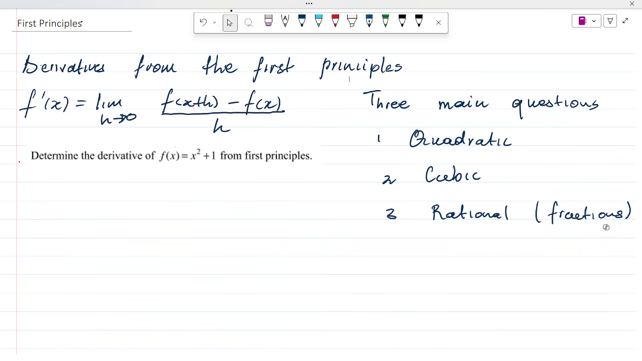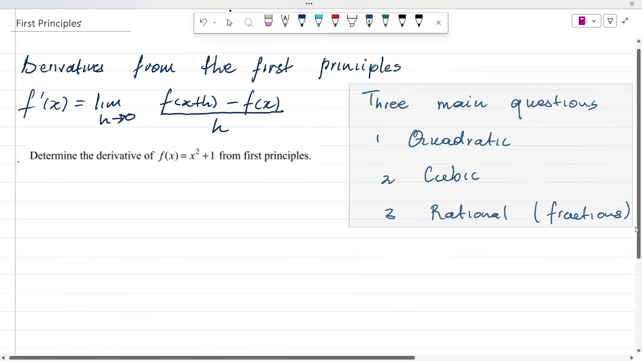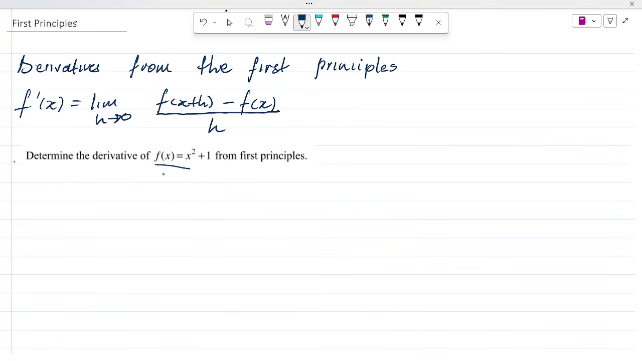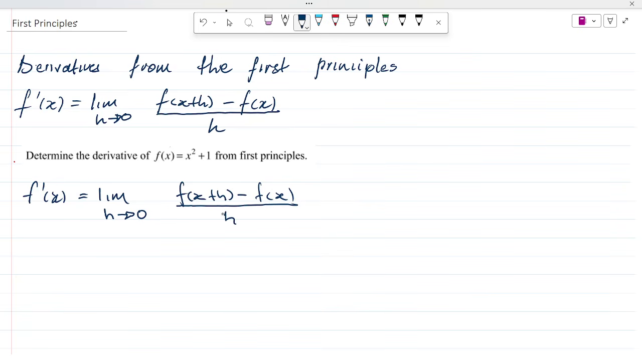So this is how the question is going to be asked. They'll be saying determine the derivative of f at x from the first principle. So you need to start by writing the definition, which is saying what? f prime x equals the limit as h turns into 0 of f at x plus h subtracting f at x. Remember, you have to divide by h.